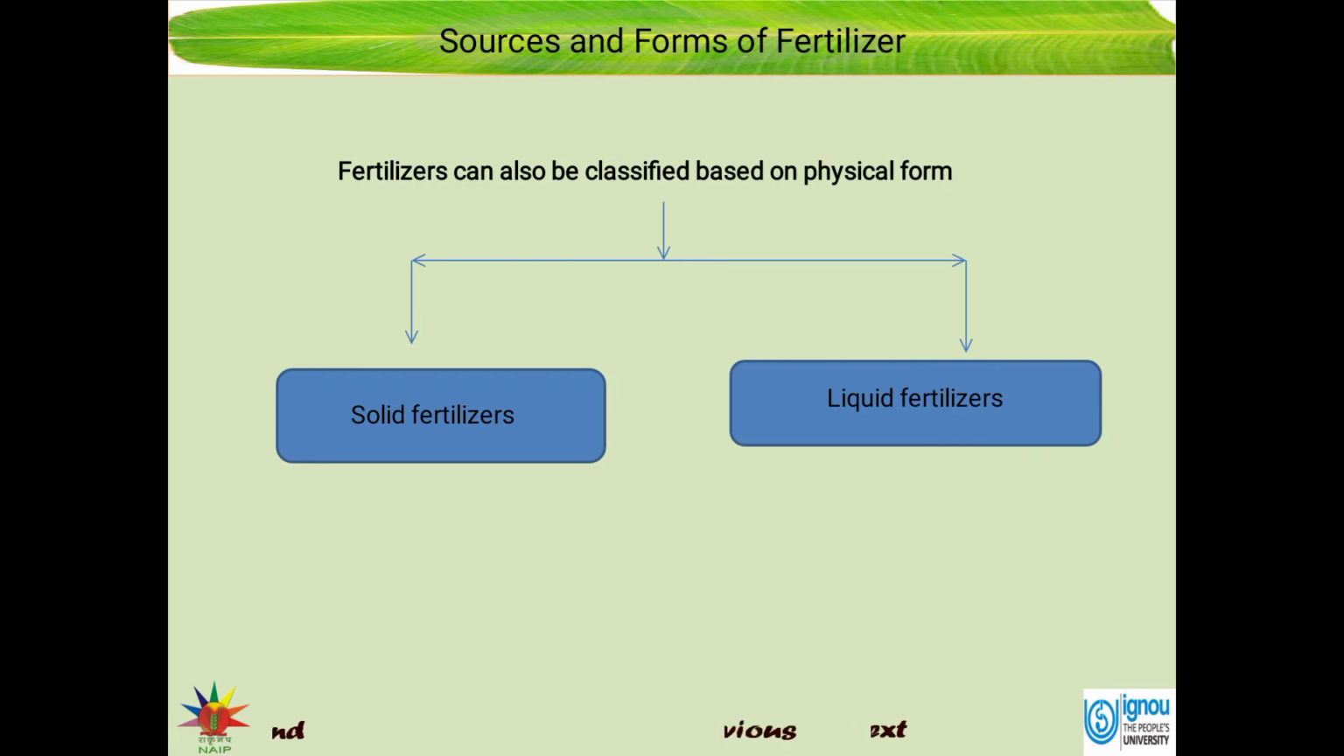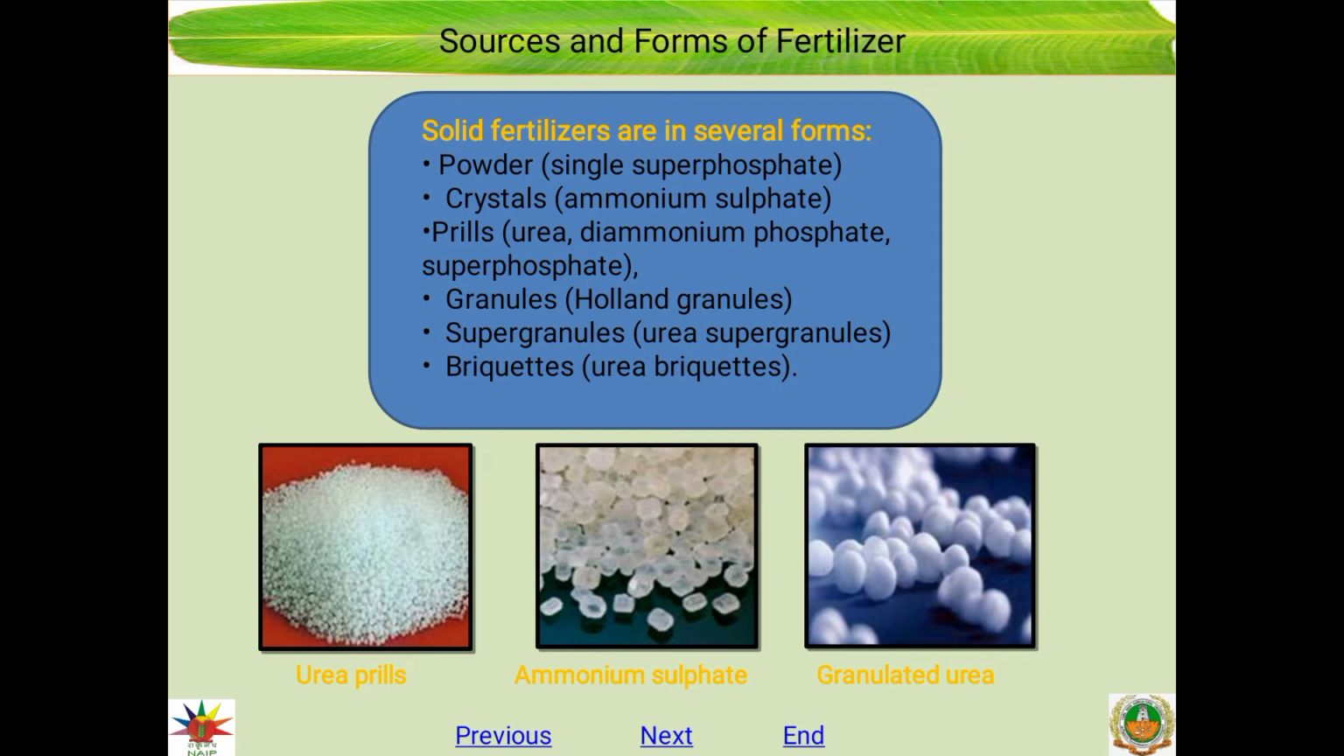Fertilizers can also be classified on the basis of physical form. There are two types: solid fertilizer and liquid fertilizer. Solid fertilizers come in several forms. They are powder, for example single superphosphate; crystals, ammonium sulfate; prills, urea; granules, diammonium phosphate; super granules, urea super granules; and briquettes, that is urea briquettes.